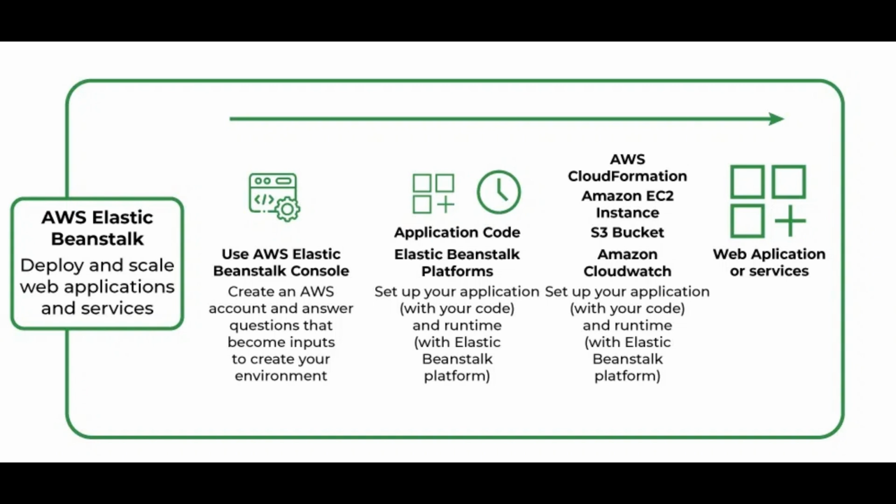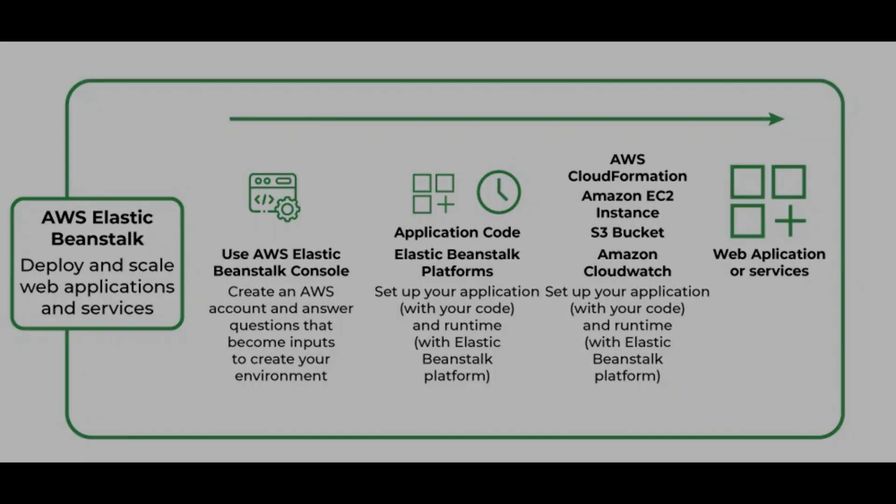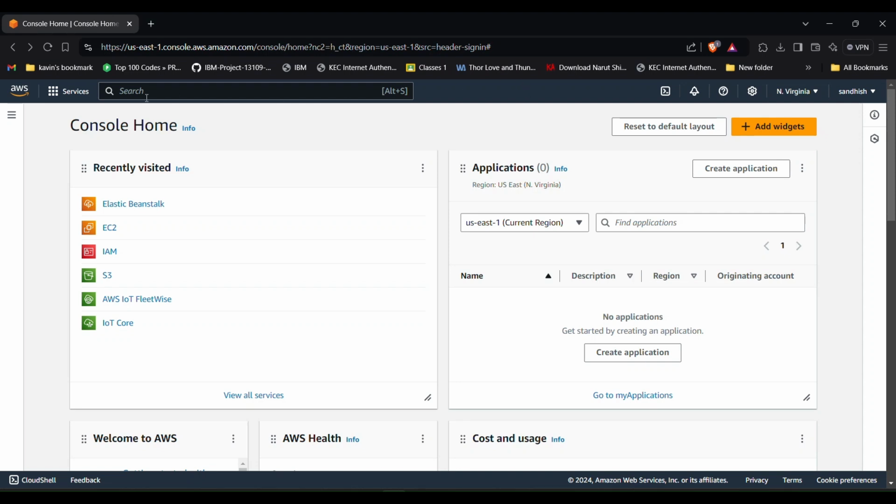Elastic Beanstalk works like this: first the user uploads their application's code, and Elastic Beanstalk automatically handles the deployment process. These include load balancing, auto scaling and monitoring the application's health. Let's see how to create an Elastic Beanstalk service in the AWS console.